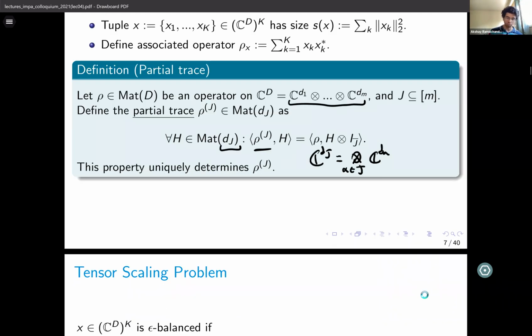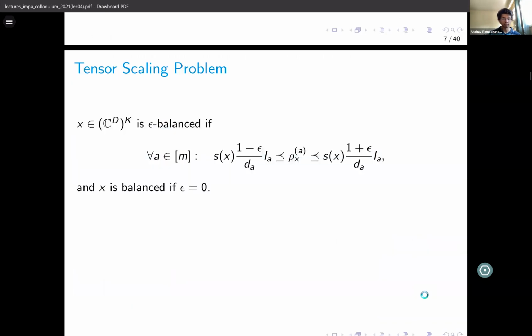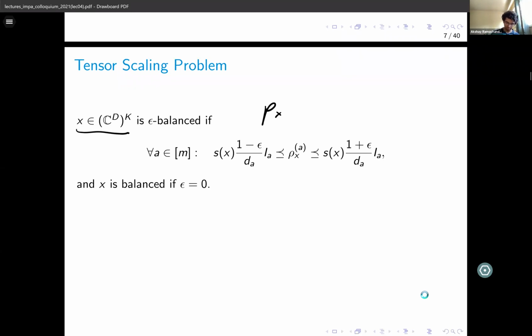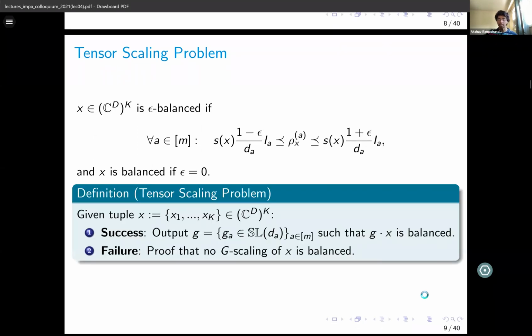Cool. And so what is a tensor scaling problem is we have an operator, or we have a tuple of tensors, x, and we consider its operator rho x, right? And then we consider all the marginals, all the one-body marginals of this rho x, and we want it to be as close to the identity as possible. That's a tensor scaling problem. So we call it epsilon balanced if they're epsilon close to being the identity, properly normalized, and we call it balanced if epsilon is 0. And the tensor scaling problem is given an arbitrary tensor to scale it to be balanced.